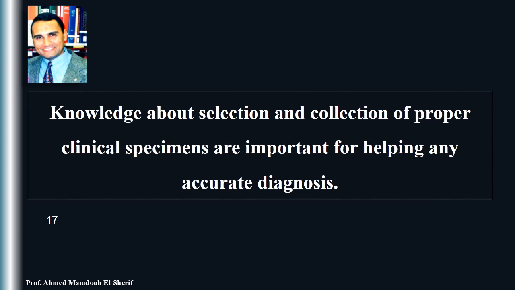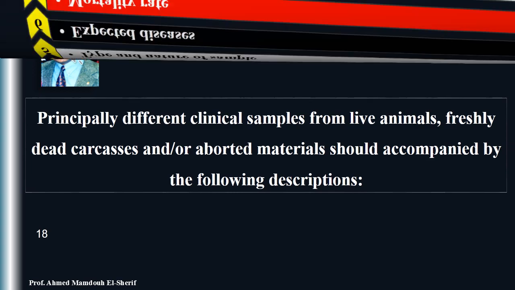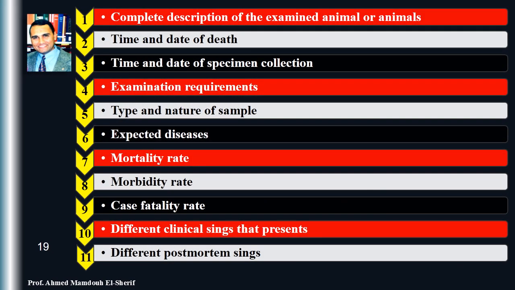Knowledge about selection and collection of proper clinical specimens is important for helping any accurate diagnosis. Principally, different clinical samples from live animals, freshly dead carcasses, and or aborted materials should be accompanied by the following descriptions. Number 1. Complete description of the examined animal or animals. Number 2. Time and date of death. Number 3. Time and date of specimen collection.